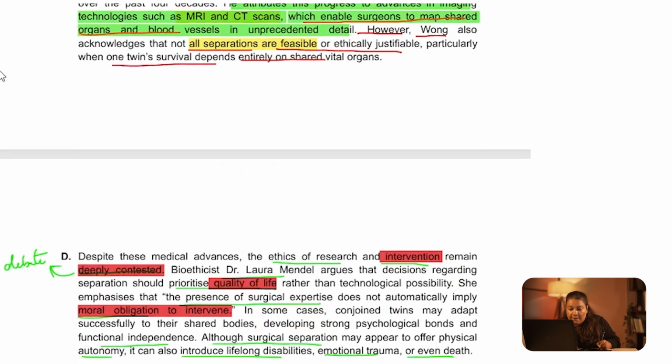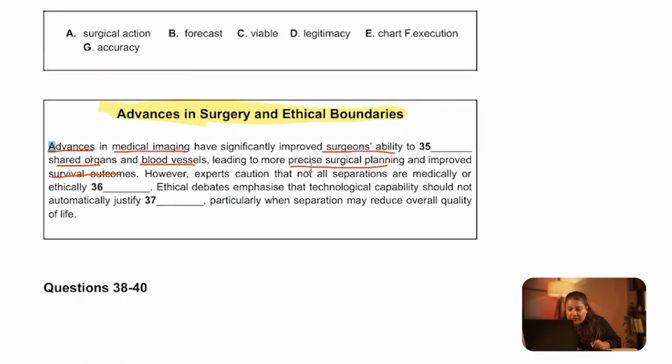So what is missing? Let's look at the blank. Leading to more precise, improved surgeons' ability to map shared organs. So map is what is missing. So map, surgical action, forecast, viable cannot be a synonym, legitimacy, chart, execution, accuracy. No, map can mean chart. So answer, we will mark it as option E. Surgeon's ability to map shared organs and blood vessels.